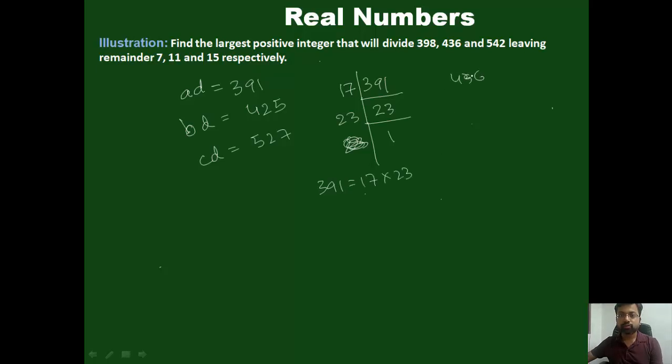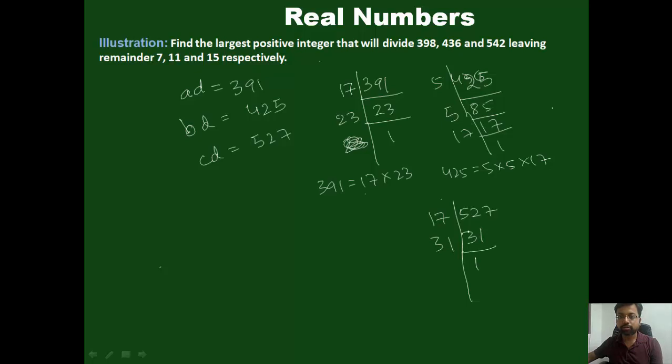425 is what? You have 5. You have 85 here, you have 5, 17 gives you 1. So you have 425 is equal to 5 into 5 into 17. And the third number is 527. So you have again 17, 31, 1 is what you get. So 527 is 17 into 31.